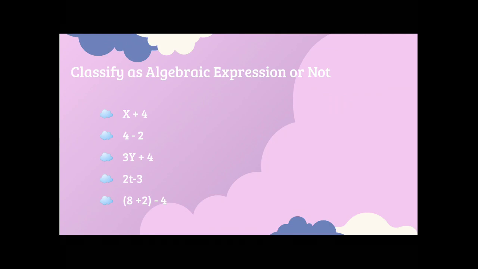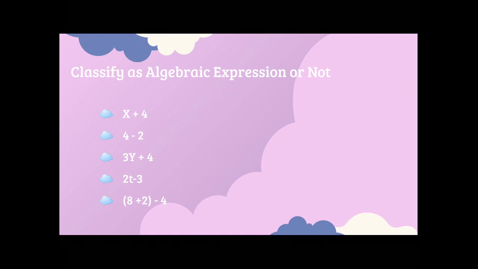Now we're going to see if you can classify whether the following 5 are algebraic expressions or not, based on the definition that I gave you. Remember, it has to have a variable and a constant with a mathematical operation. Go ahead and pause the video, go through it, and see if you can do it, and then when we come back, we'll go over it.